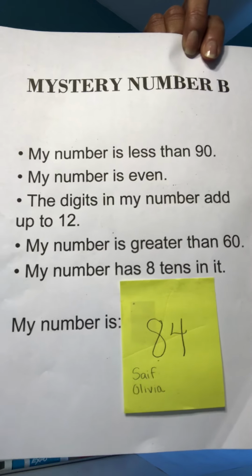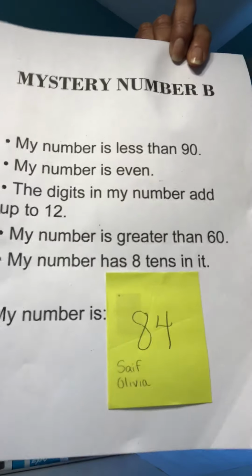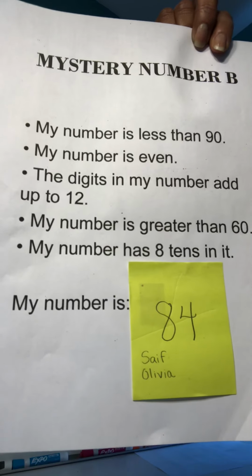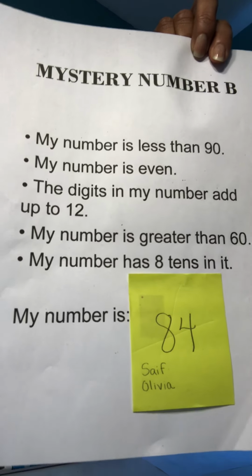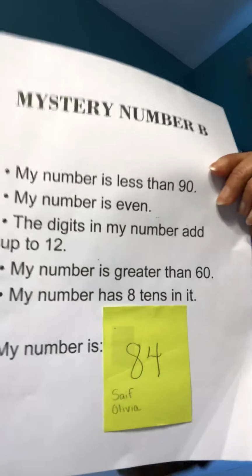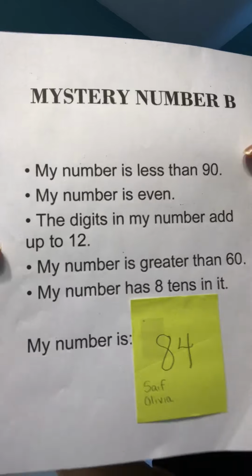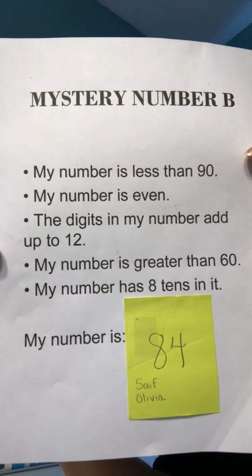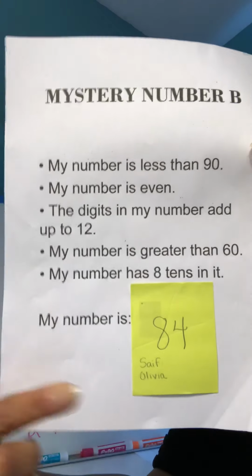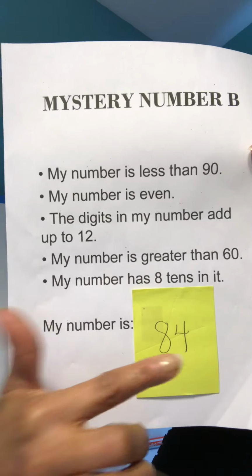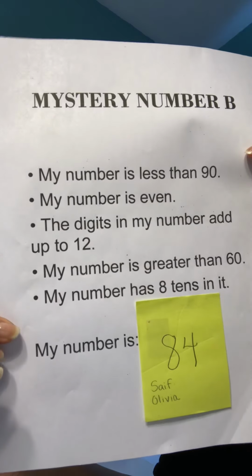I saw Mason, I didn't put your name on here, but Mason showed it to me, Safe, and Olivia. Good job, you guys. So again, if your number is less than 90, 84 is less than that. If your number has to be even, 84 is even. How do we know it's even? Because we look in the ones place. 4 is an even number.